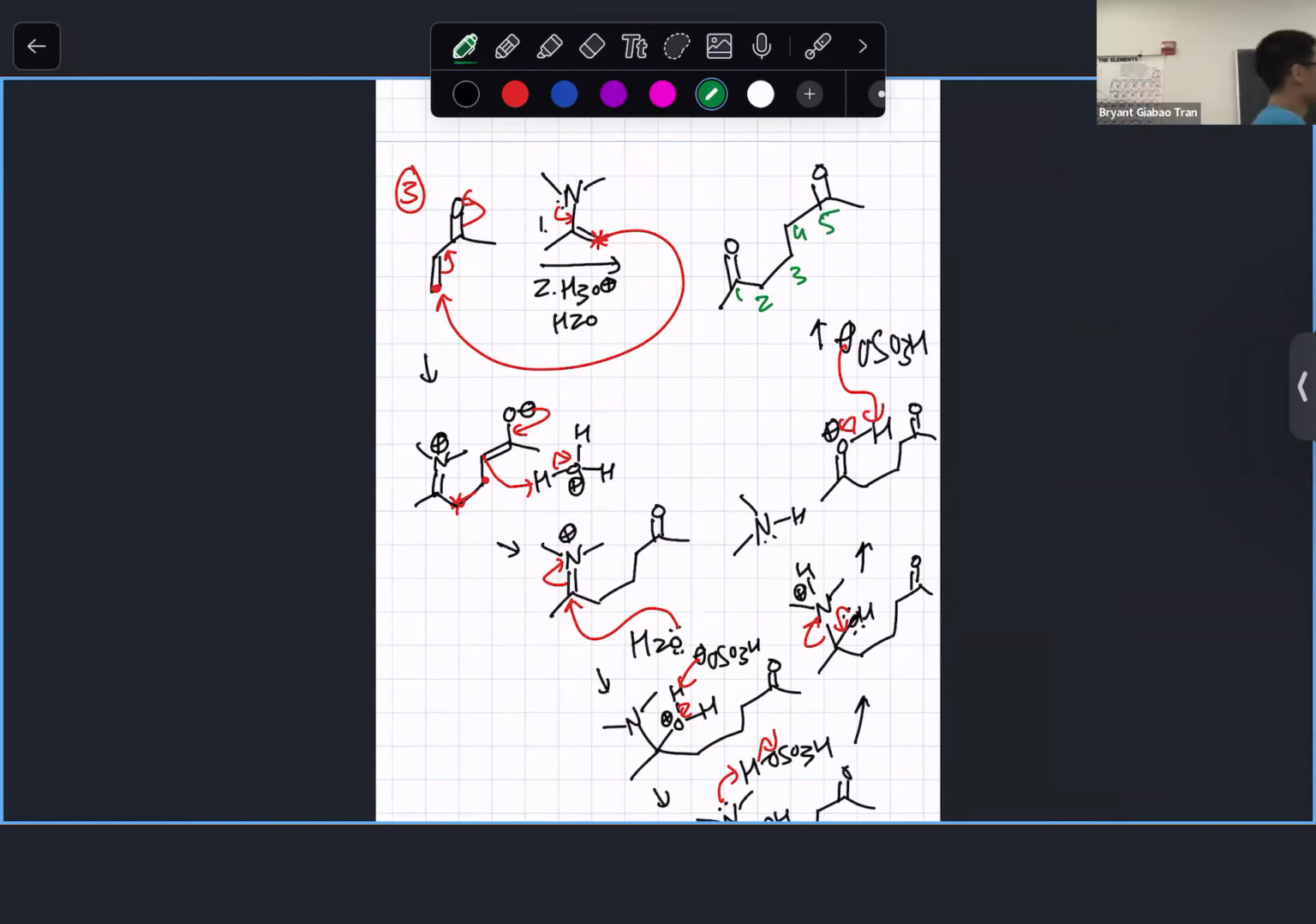So this is very similar to Michael addition, right? Where we had an enolate attack an enone to get a 1,5-dicarbonyl. But in this case, we use an enamine instead of an enolate. They react very similarly, where the alpha carbon is the nucleophile, right? But then in the second step, when we add water and acid, that converts the enamine or iminium ion back into the carbonyl, right?